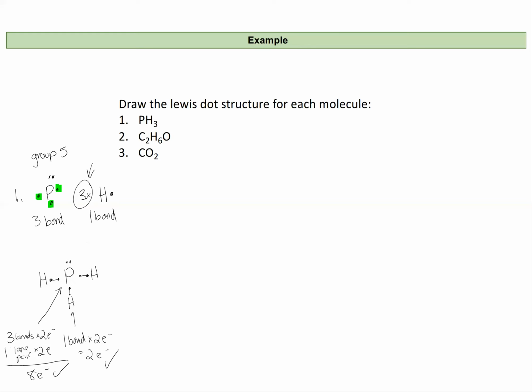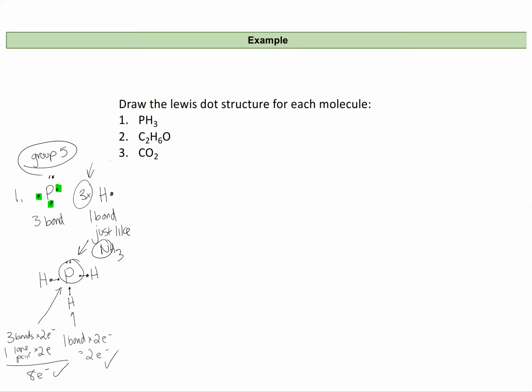And you'll notice it looks just like NH3 that we did earlier, right? And it should make sense because nitrogen and phosphorus both have 5 valence electrons and they're in group 5, so they'll bond very similarly to hydrogen.